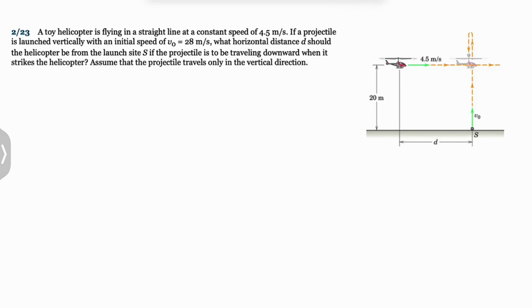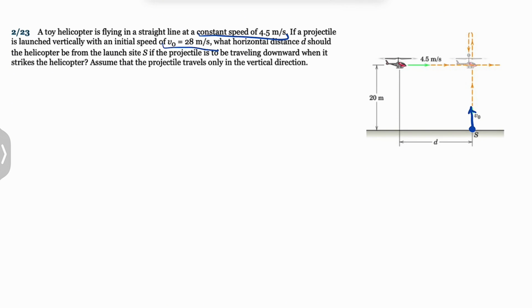Alright guys, welcome back. We're going to be solving another question from the second chapter of the Meriam textbook Dynamics, and we have a toy helicopter that is flying in a straight line at a constant speed of 4.5 meters per second. So we have a constant speed, no acceleration, and a projectile is launched vertically with an initial speed of 28 meters per second.